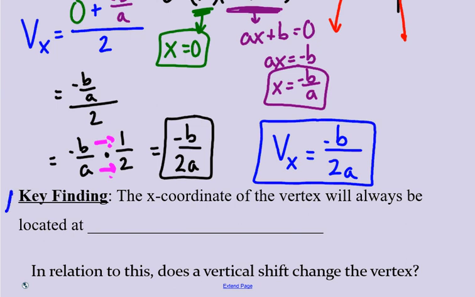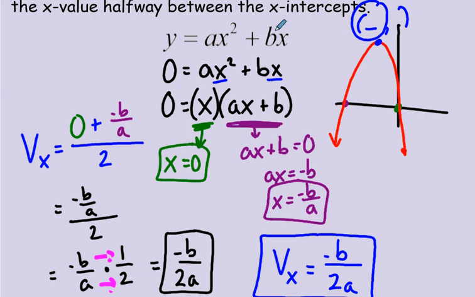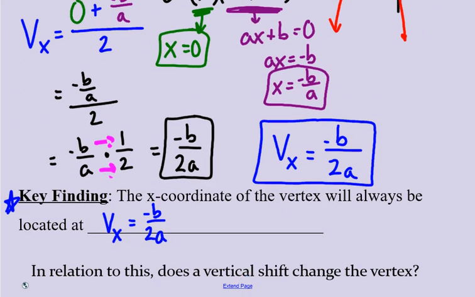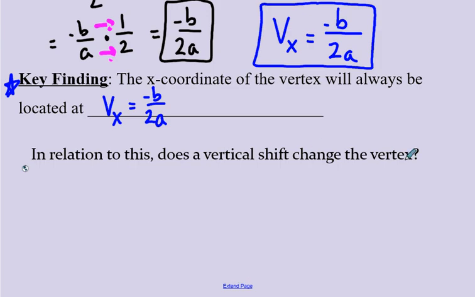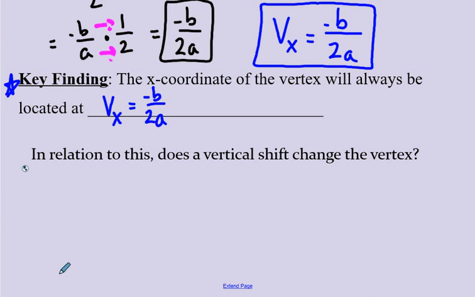So the key finding is that the x-coordinate of the vertex will always be located at negative b divided by 2a. Note what a and b are. A is the coefficient for the x squared term. B is the coefficient for the x term. If there was a constant term at the end, that would be the c term. In relation to this, does a vertical shift change the vertex? What I mean by that is, does this work even if my graph doesn't have any x-intercepts? And it turns out it does. I'll show you why.